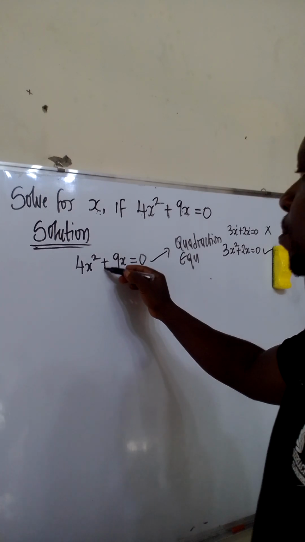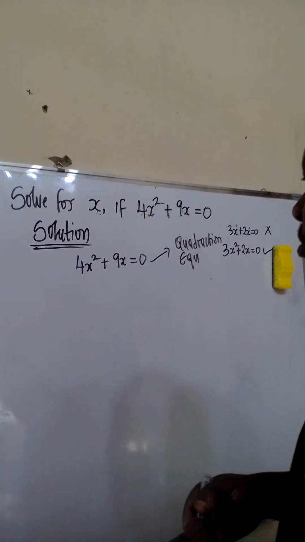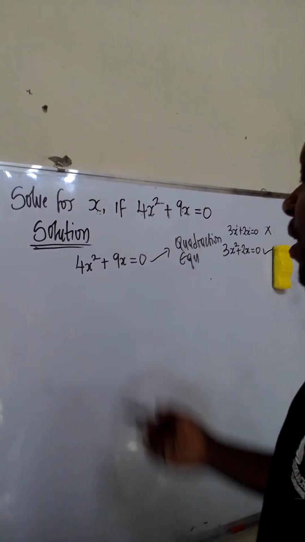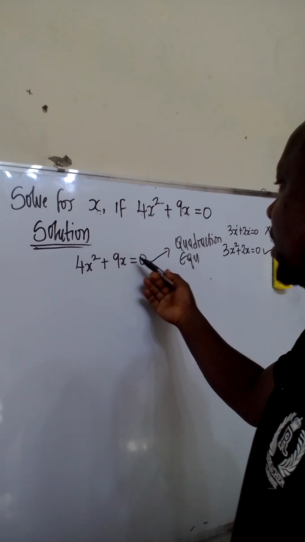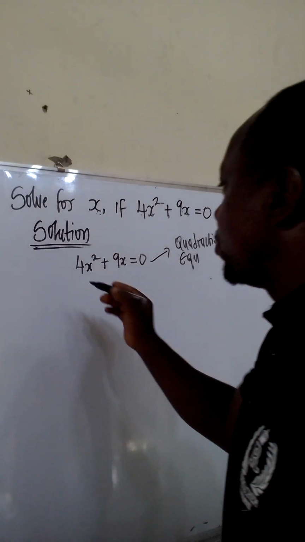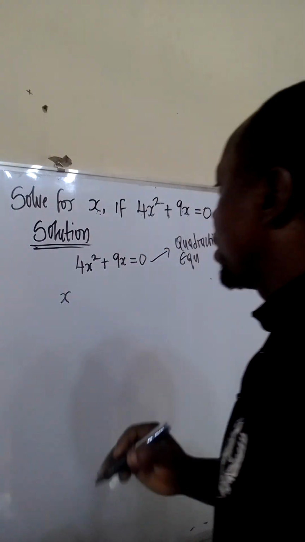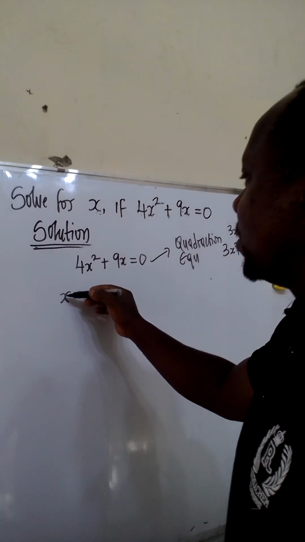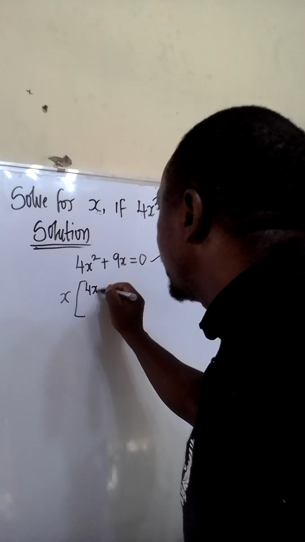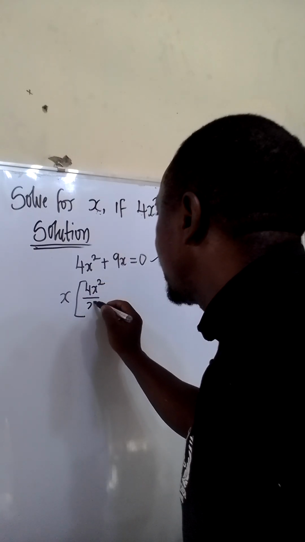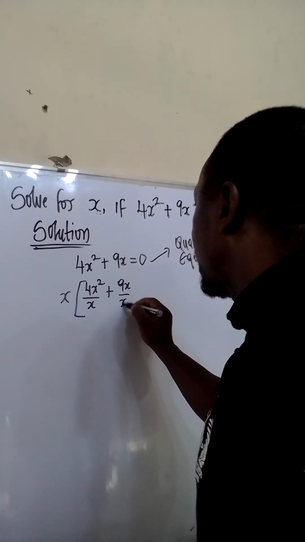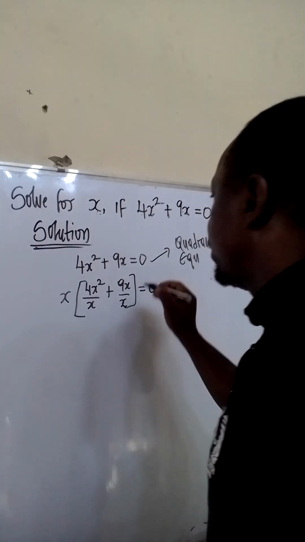Now, let's go back to our question. 4x squared plus 9x equal to 0. Now, the first thing to do is to factorize. When you look at this equation carefully, each of these terms has what? x. Now, when we want to factor, we'll bring out x. After bringing out x, we're going to divide each of these terms by x. This will become 4x squared divided by what? x, plus 9x divided by what? x, equal to 0.